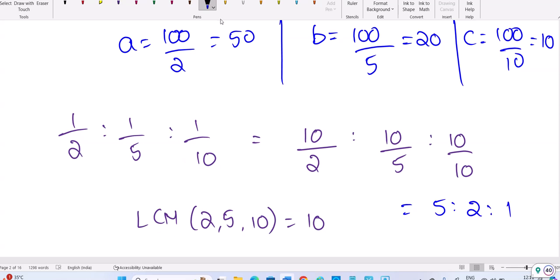Now the ratio is converted into integers. You need to maintain that. Keep this point in mind always. You always need to maintain the ratio as integers.